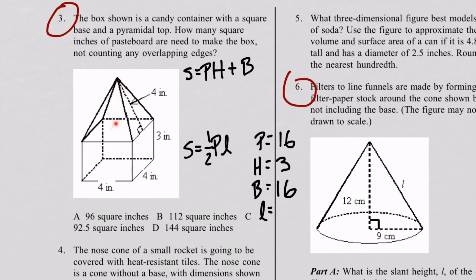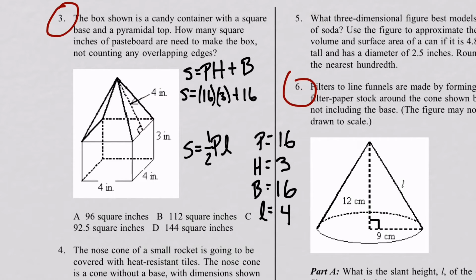Usually, sometimes they give me the vertical height, and I have to use the Pythagorean theorem. In this case, they gave it to me, so it's 4 inches. All right, so using all of those numbers, I can figure out the total surface area here. So let's start right here.